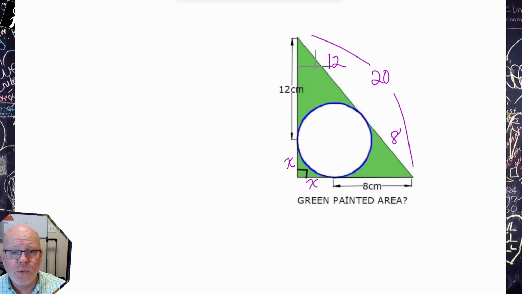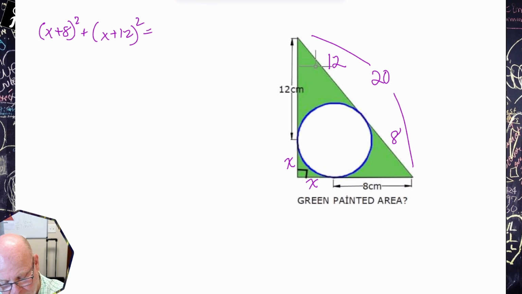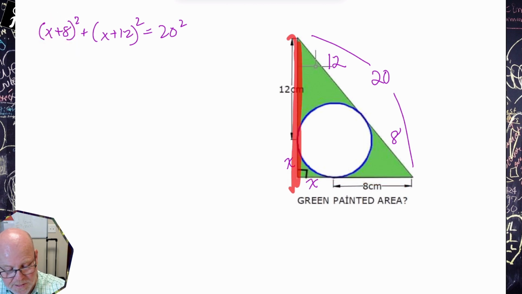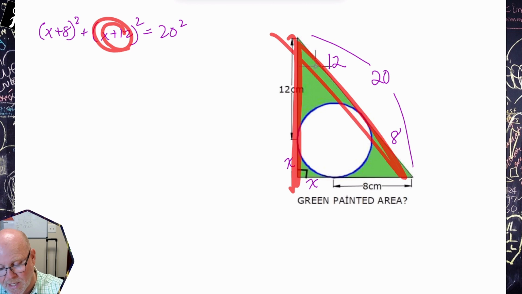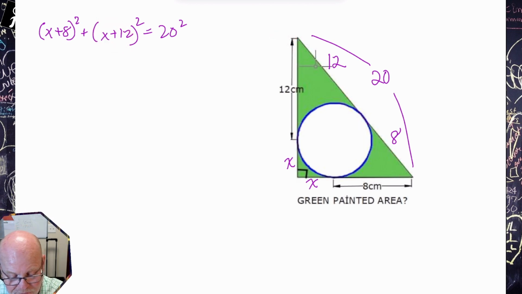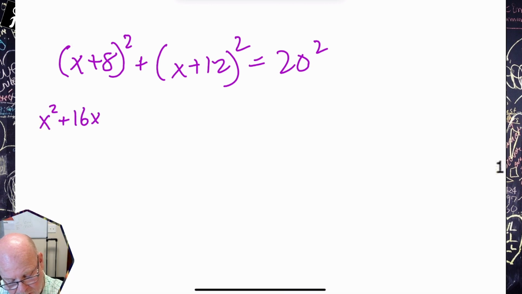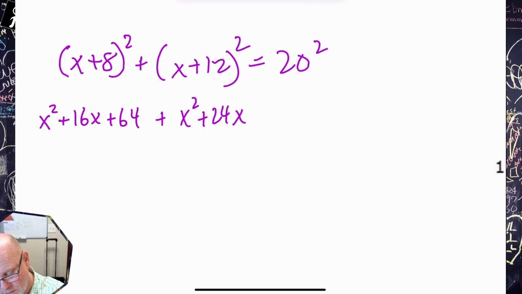And now we have a beautiful Pythagorean theorem. So I've got (x + 8)² + (x + 12)² = 20². So basically that x + 8 is this leg squared, and then we've got 12 + x squared is equal to 20 squared. So there's our Pythagorean theorem. Now we just have to do a little bit of math here. And so we're going to end up with x² + 16x + 64 + x² + 24x + 144 = 400.